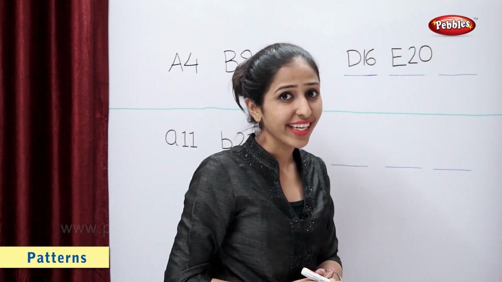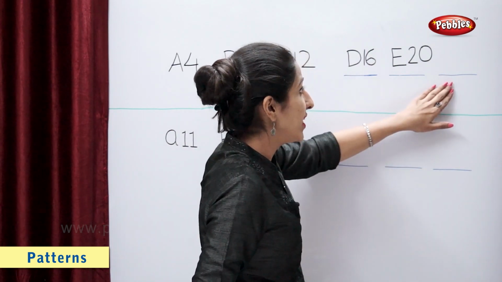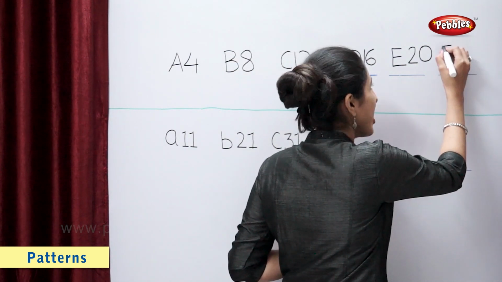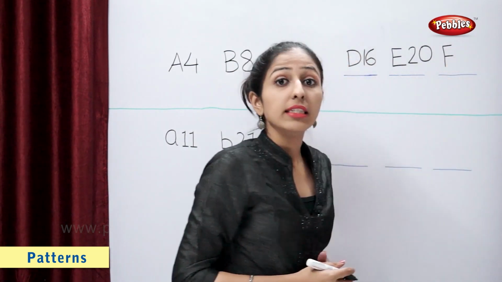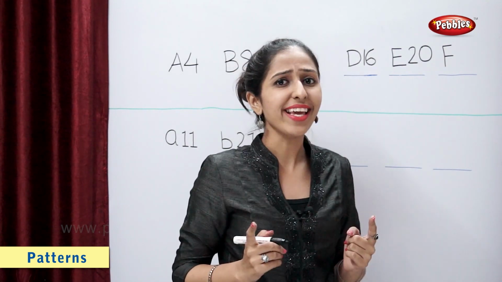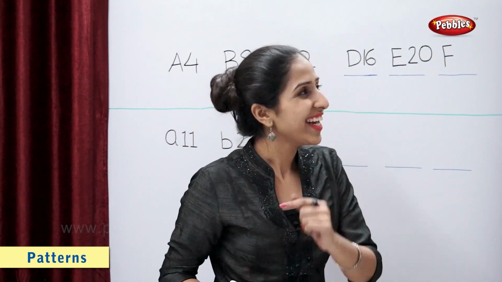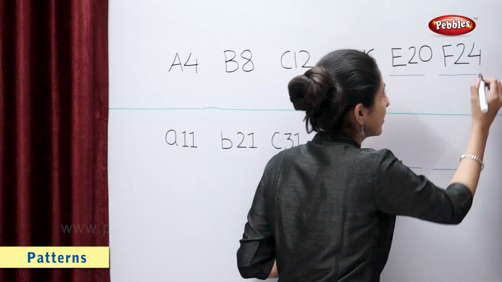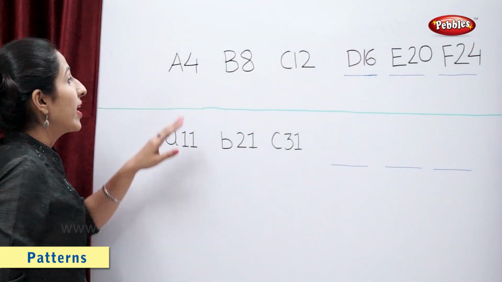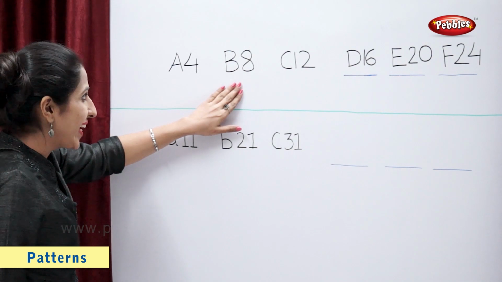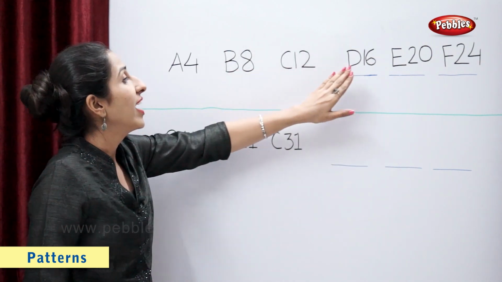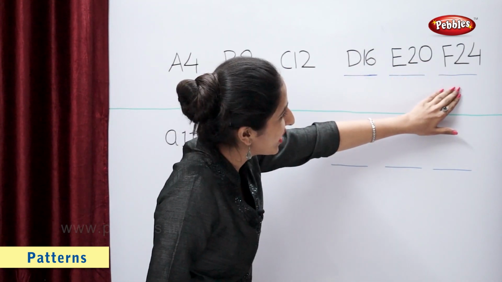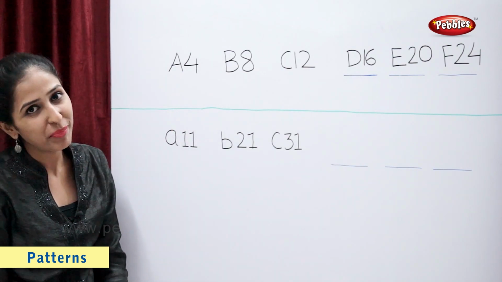Well done, students. Now tell me, which is the next letter? Correct. Letter F. The next number? Count and say. Correct. Number 24. A4, B8, C12, D16, E20, F24. So this is a complete pattern.